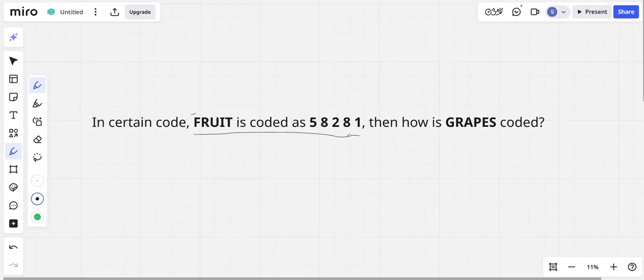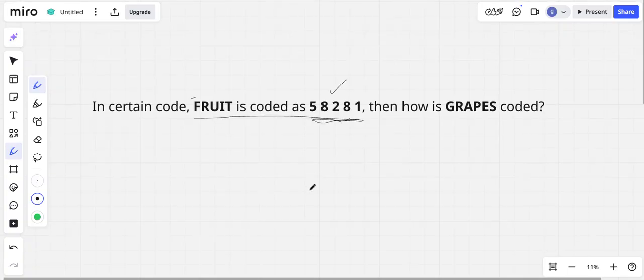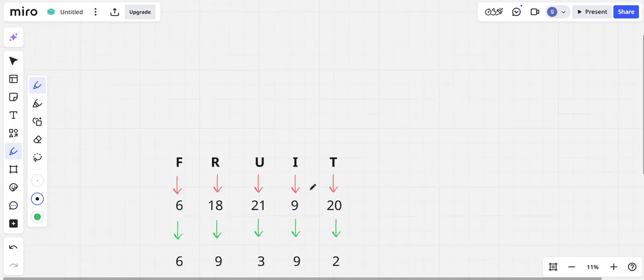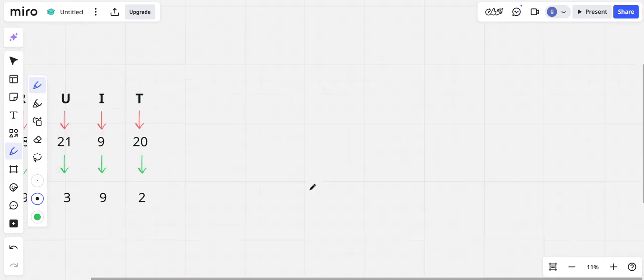Everyone. Today we're going to solve an aptitude question which falls under the topic letters and number coding. As you can see here, the question says that the word FRUIT is coded as 58281. It is converted into single digit numbers. It is important to note that they are single digit numbers. That means we'll have to do much more than just matching it to the sequential numbers like this.